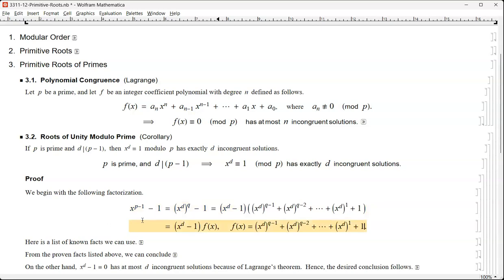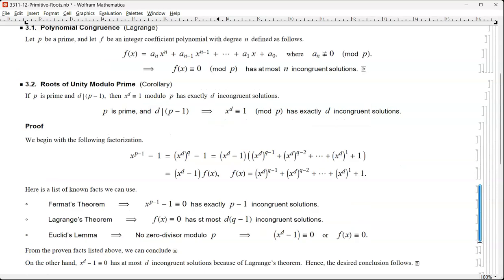And this Fermat polynomial, x to the p minus 1 power minus 1, is x to the d power minus 1 times f of x. That's what you get so far. And then we're going to use these. Fermat's theorem: x to the p minus 1 power minus 1 congruent to 0 has exactly p minus 1 incongruent solutions thanks to Fermat's theorem.